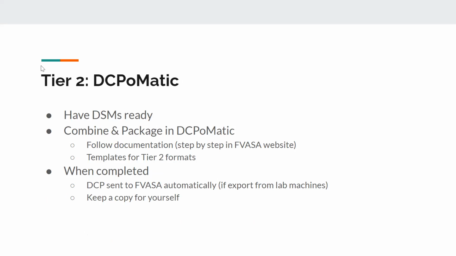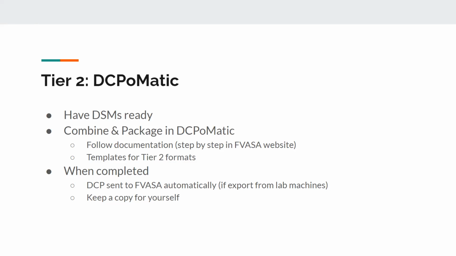After you export your DSMs, you combine and package them in the program called DCP-O-Matic. There's step-by-step documentation located on our website. It also has templates for use in DCP-O-Matic based on which format you use for tier 2, whether you have a scope film or a flat film, 2K, 4K, there are templates for those as well. When you complete that and you have your DCP packaged, it automatically gets sent to FVASA if you export from the lab machines.